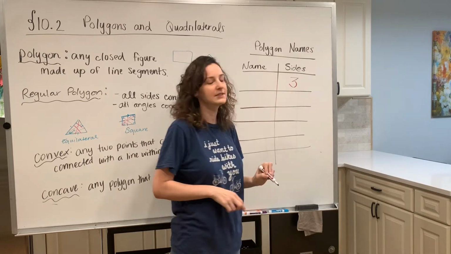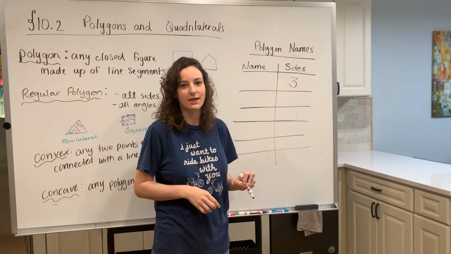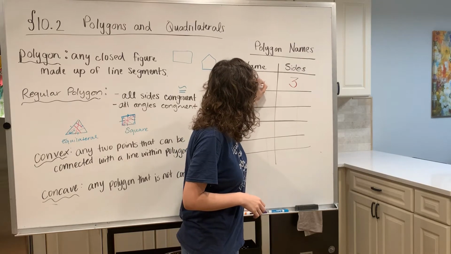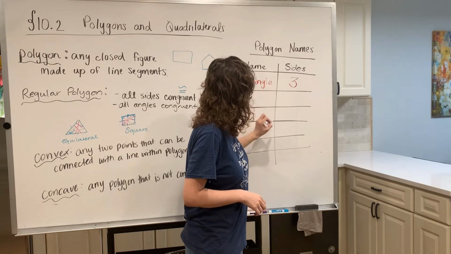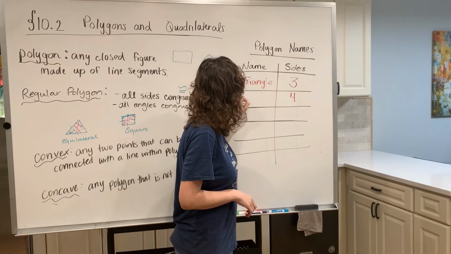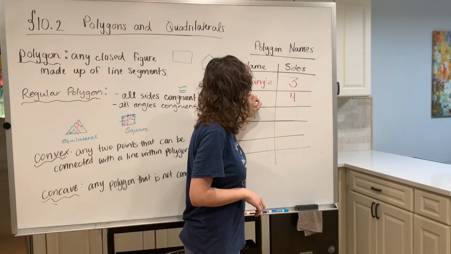And if it has 3 sides, what would we call that shape? If you say a triangle, you are correct. Okay. How about one with 4 sides? That is a quadrilateral.